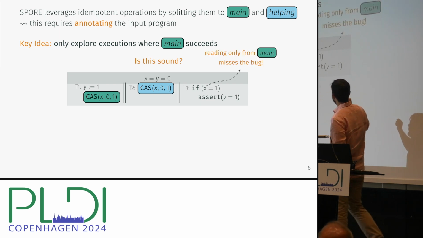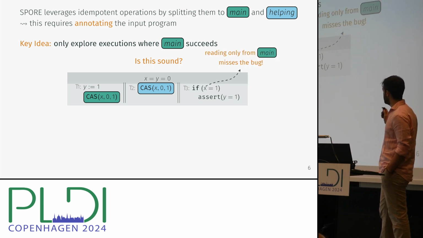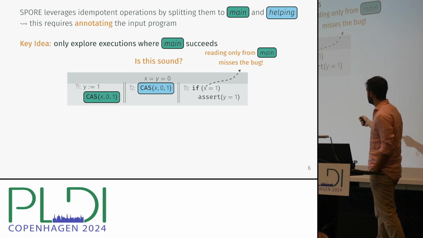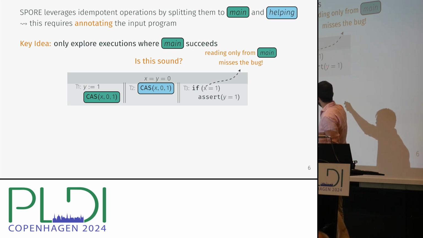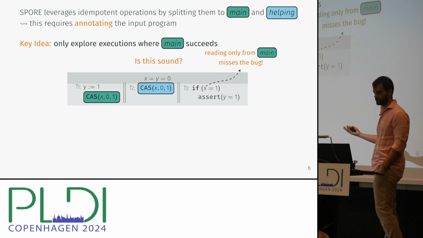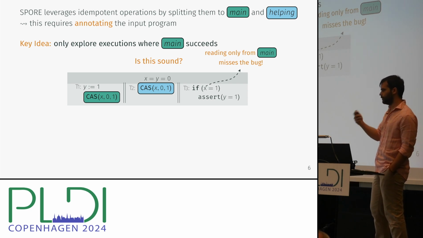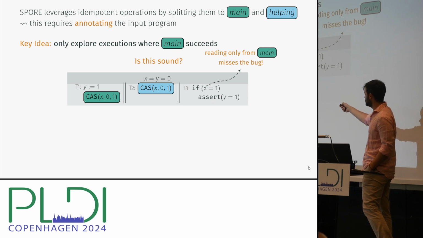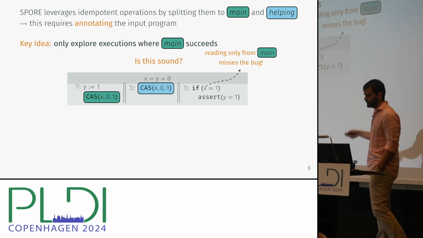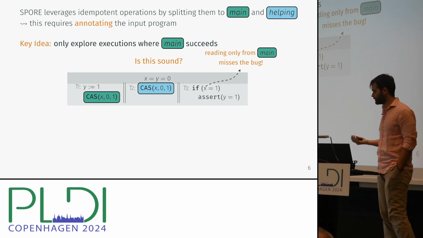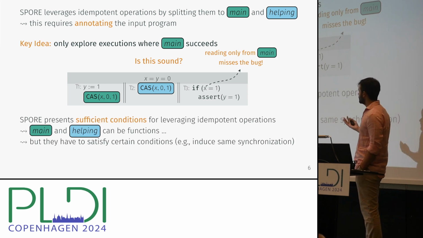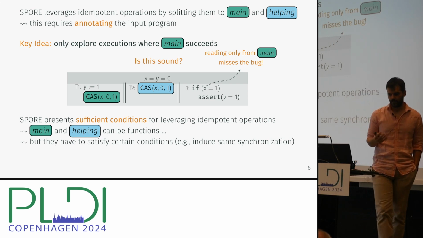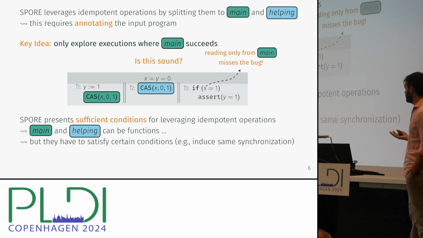Now, if T3 only reads from the main one, then it will miss the bug. The idea is that if this read of x reads from there, then when T3 reads from y, it will see this write to y there because of the synchronization induced by the CAS. But if we were to explore the execution where the read of x reads from there, then the read of y can read 0 and we would find the assertion violation. Right? So in general, this is not sound. But SPORE presents sufficient conditions for leveraging these operations and for identifying when this is sound.